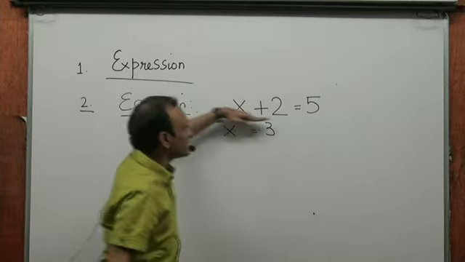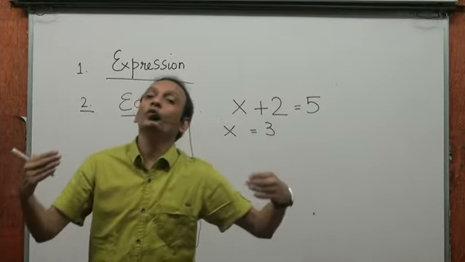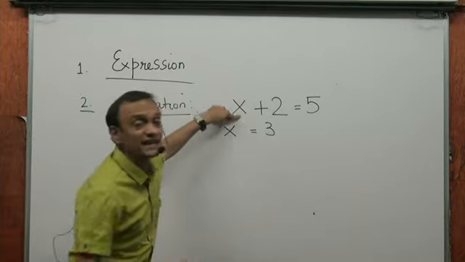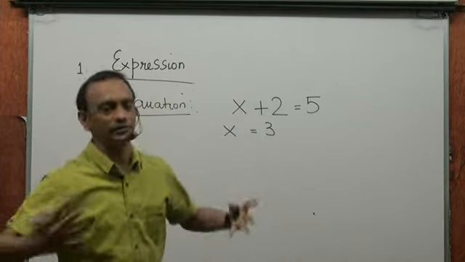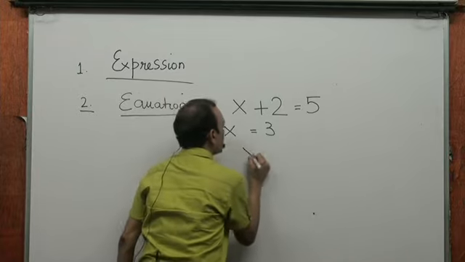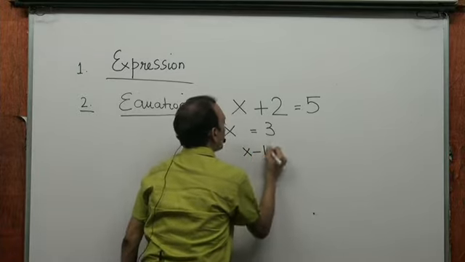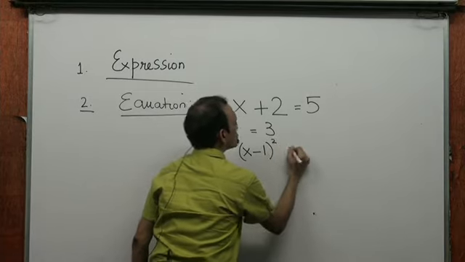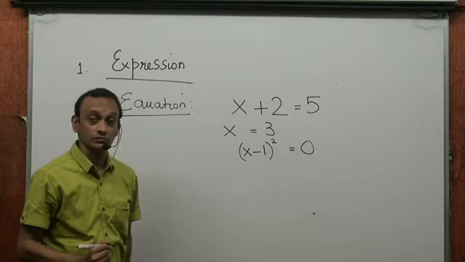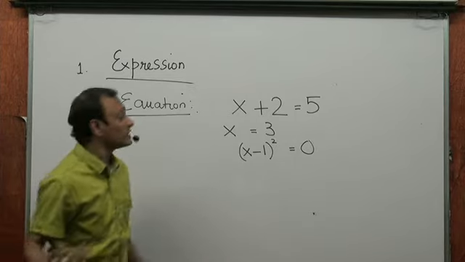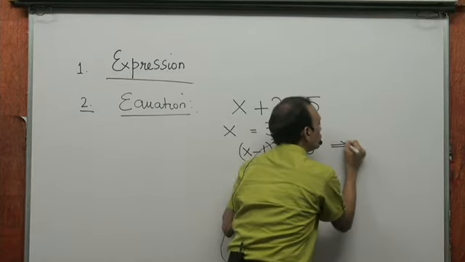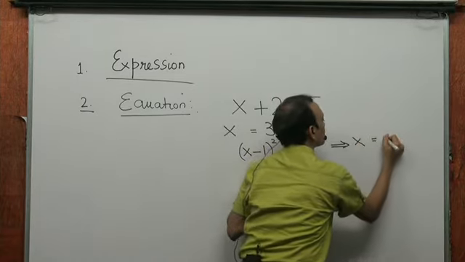An equation is an algebraic statement which is true only for certain set of values of the algebraic variable. In this case, x is said to be the algebraic variable. So it's true only for x equal to 3, for example. I could have had, say, x minus 1 whole squared equal to 0. This also is an equation. And it's not true for all values of x. This statement is true only for x equal to 1.